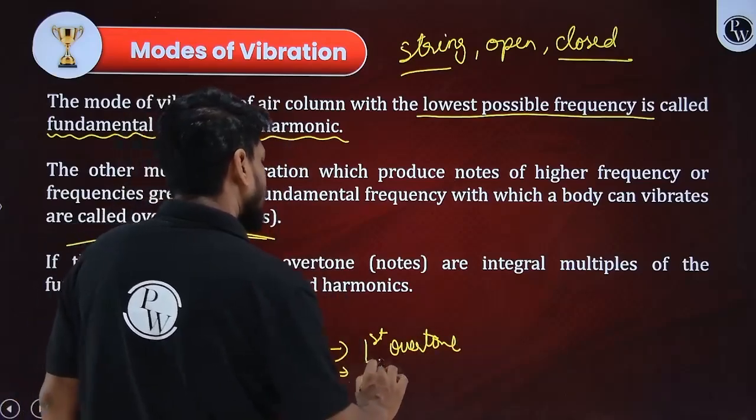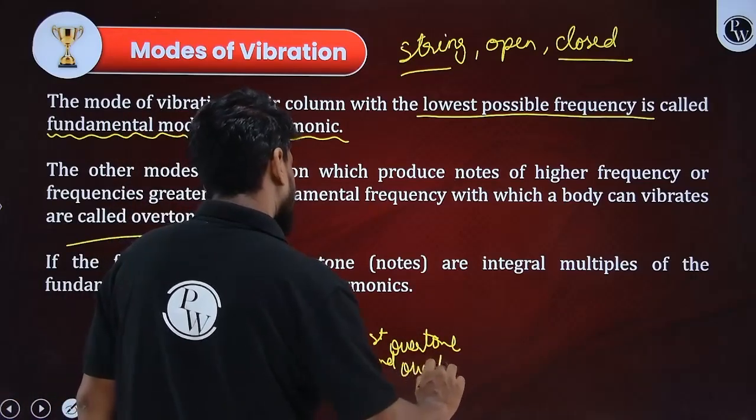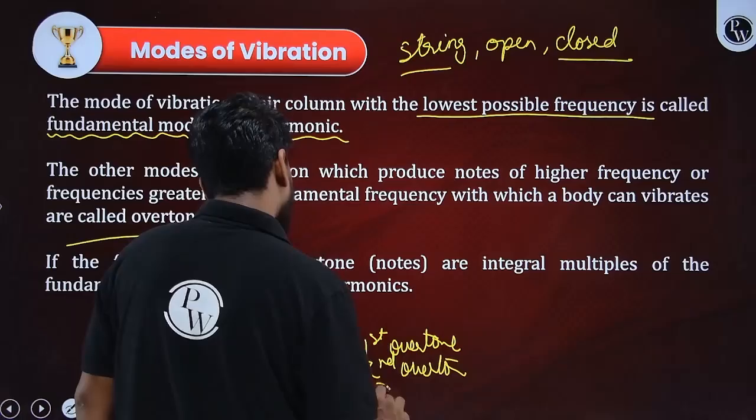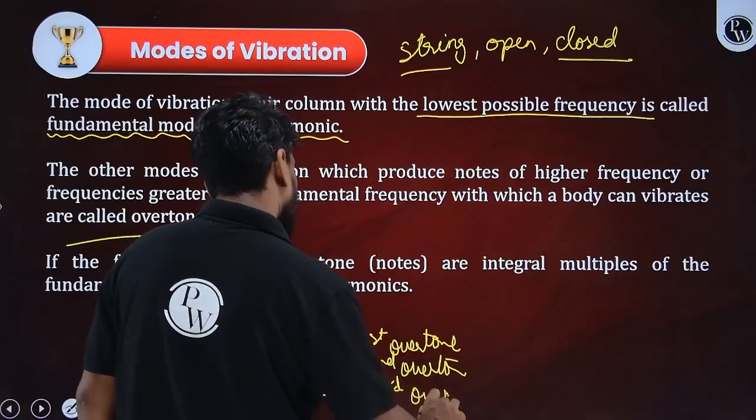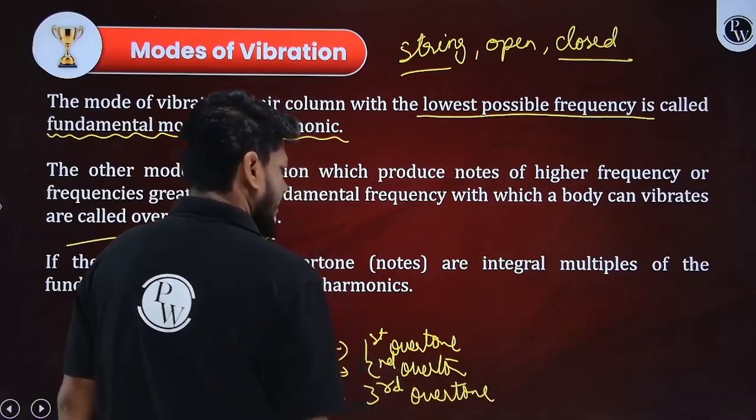Third harmonic is called the second overtone. Fourth harmonic is called the third overtone. These things you should remember. Okay.